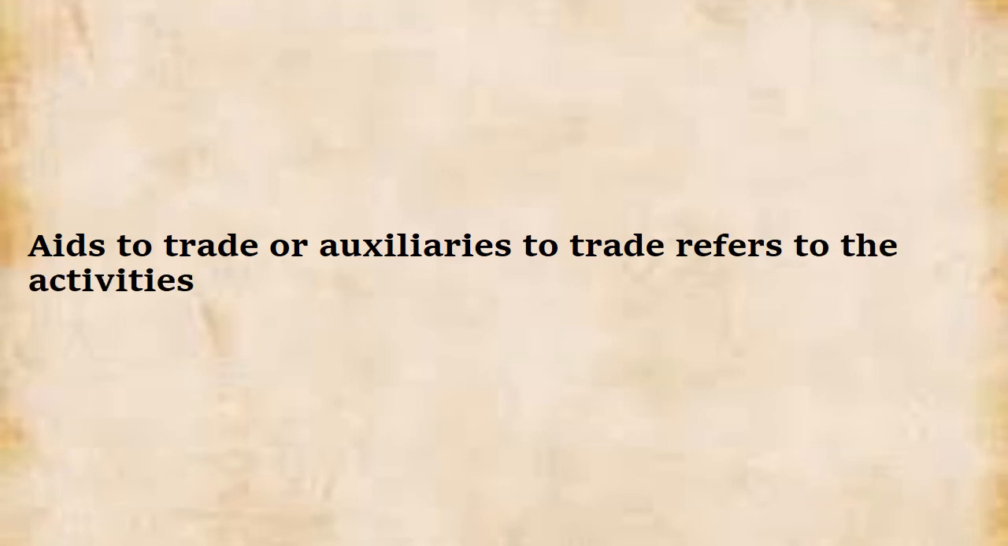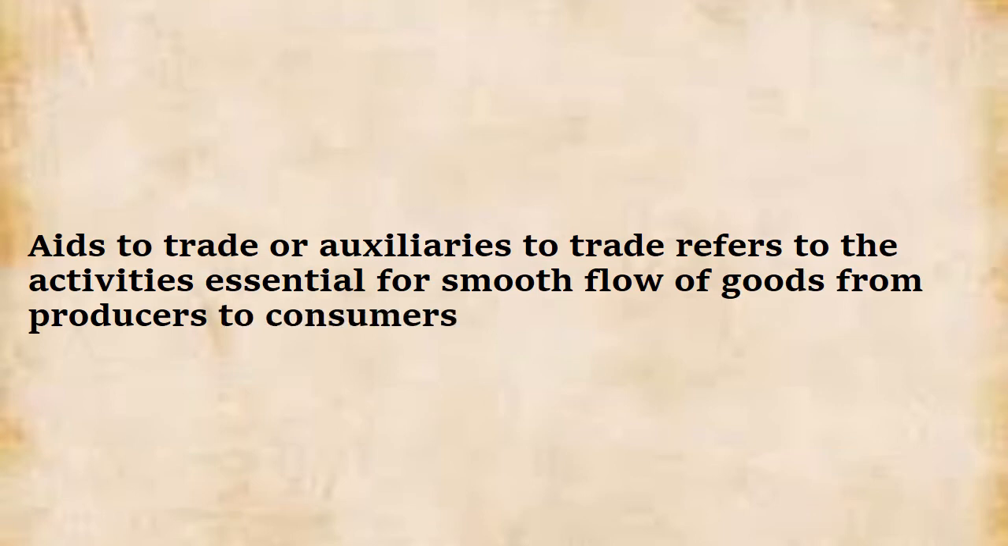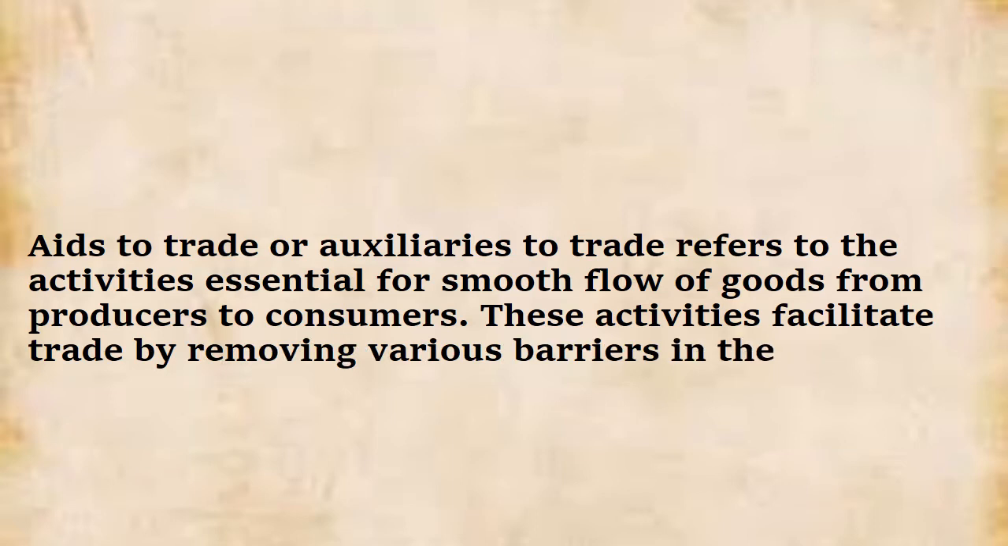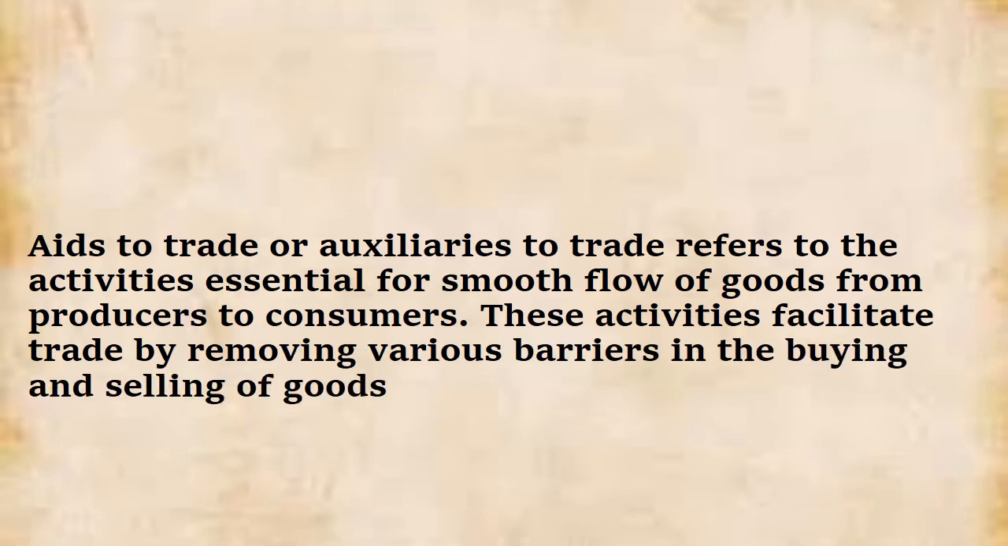Aids to trade or auxiliaries to trade refers to the activities essential for smooth flow of goods from producers to consumers. These activities facilitate trade by removing various barriers in the buying and selling of goods. So aids to trade is just like a help to have a smooth flow of goods from the factories or industries to the ultimate consumers.